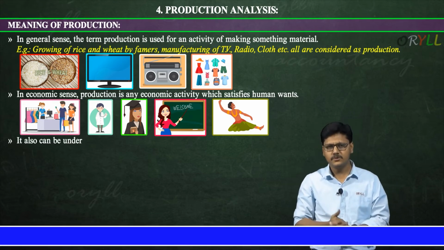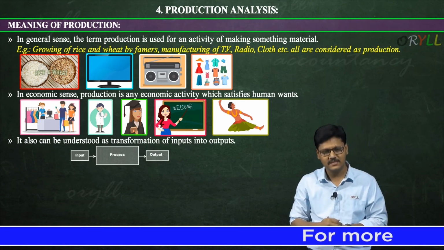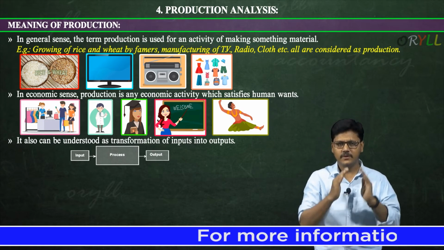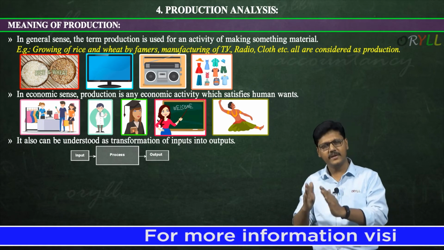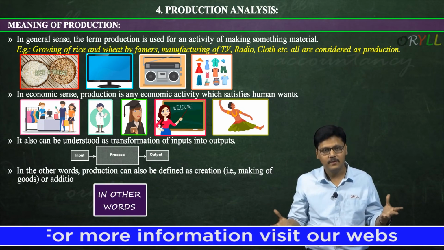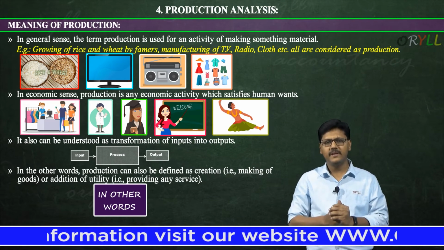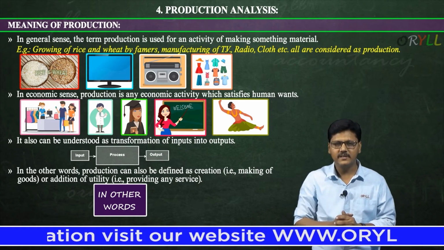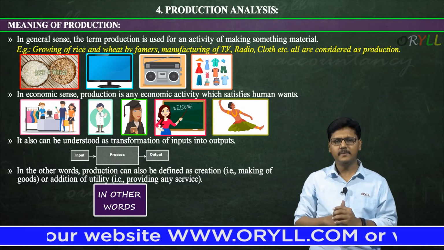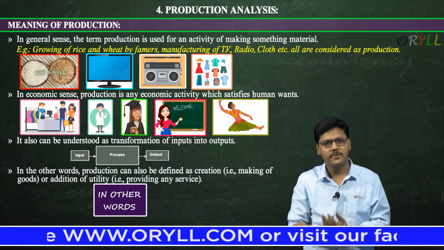It is also understood that transformation of inputs into outputs is called production. What is that? Transformation of raw materials or inputs into outputs is also called production. And there is one more definition, one more explanation of production, that is, production can also be defined as creation or addition of utility. Creation and addition of utility. It means adding utility to a commodity is also called production.